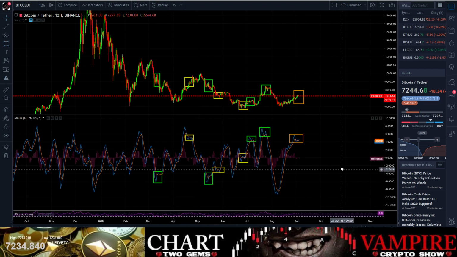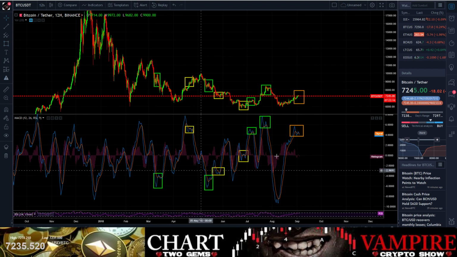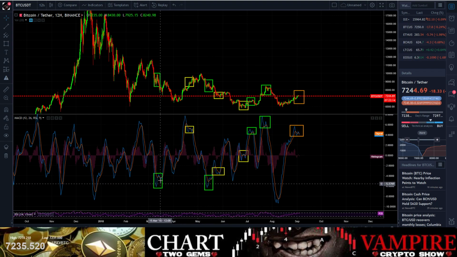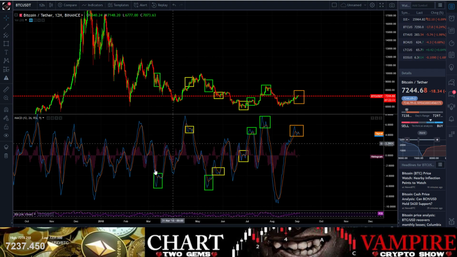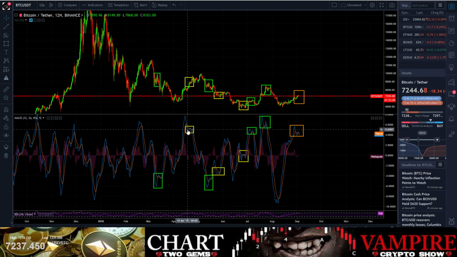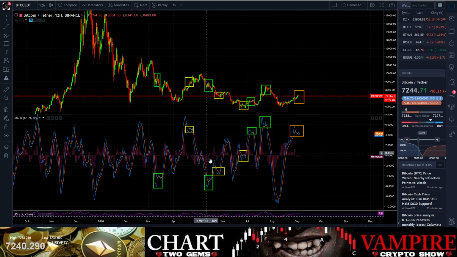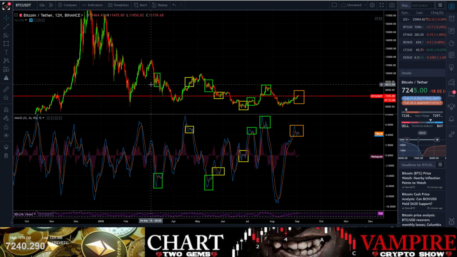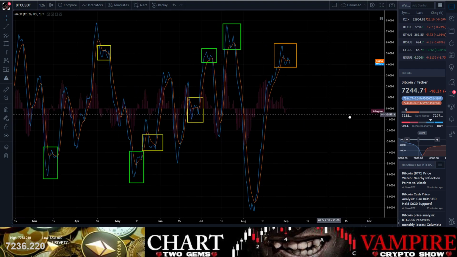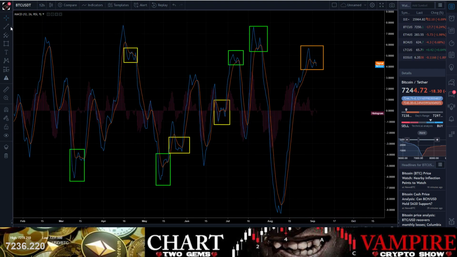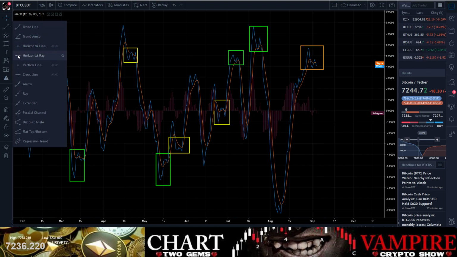Let me show you what the pattern is on all of these. You can see this green falls. I should have done it red and green. This yellow right here is bullish. Yellows are all bullish, greens are bearish. So these greens are all bear, the yellows are all bull. I'm going to show you a very simple pattern that's playing out right now. All you have to do is come over here and grab a trend line.